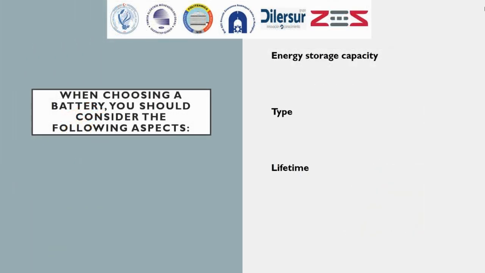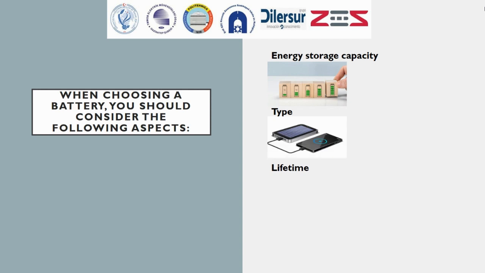When choosing a battery, you should consider the following aspects. Energy storage capacity. The energy storage capacity of the battery, its rated output, is a key factor in the selection. Type. Nowadays, it makes sense to choose high-quality lithium-ion batteries, which, together with your solar system, can serve your needs for a long time and provide security in case of power outages.